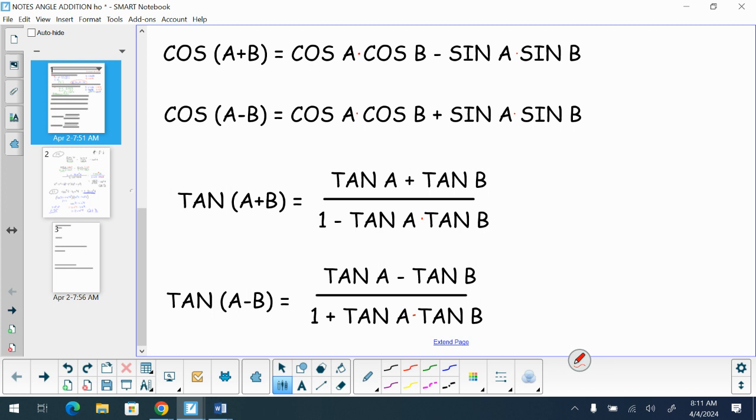And once again, these are things for the identity sheet that we worked on that you can use on the test. These should go on there also. With this, we can look at the reciprocal functions. If I have the secant of a plus b, that's just 1 over the cosine of a plus b. So you find the cosine of a plus b and just flip it over. Cosecant, you can do the same thing with the sine.